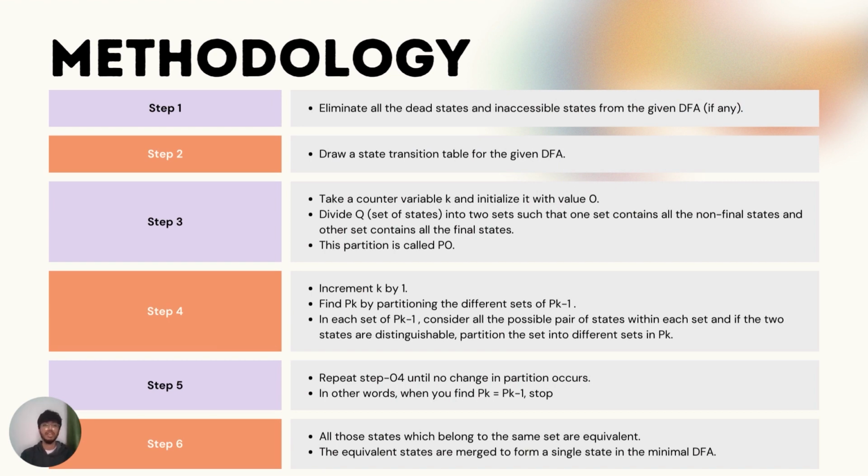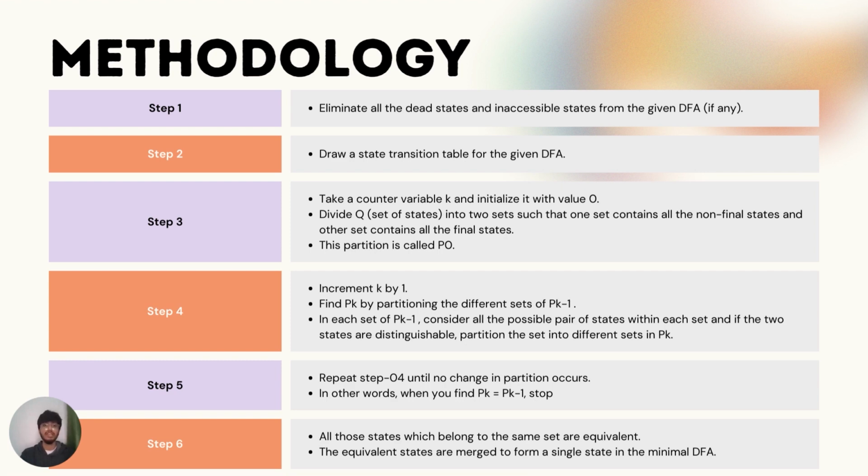Here is the methodology of converting a DFA and minimizing it. The first step is that we have to eliminate all the dead states and the inaccessible states from the given DFA. The next step is to draw a state transition table for the given DFA, meaning the DFA without all the dead states and inaccessible states. Moving on to the third step, we take a counter variable k and initialize it with the value of 0. We then divide Q, that is the set of states, into two sets such that one set contains all the non-final states and the other set contains all the final states. This partitioning is called P0, that is the first partitioning.